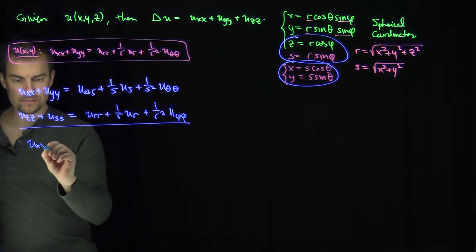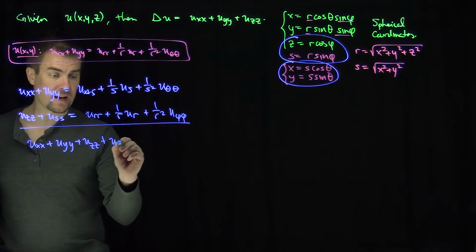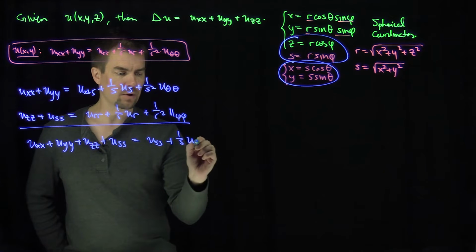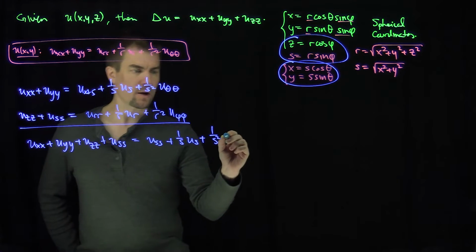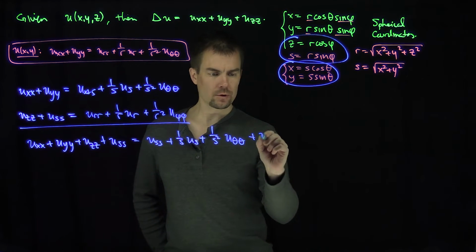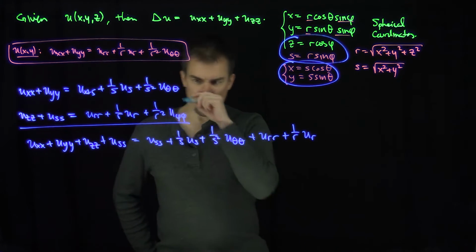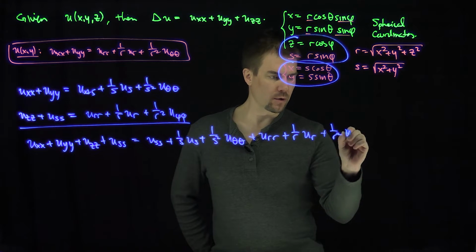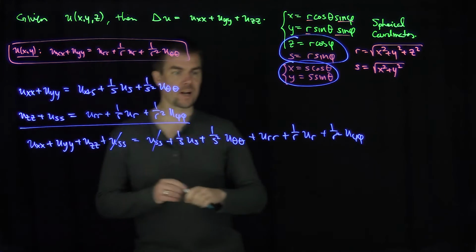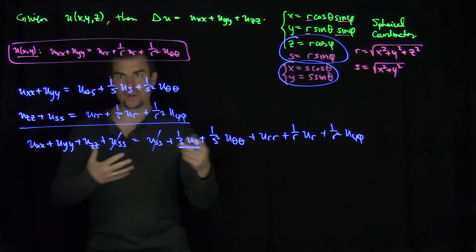We'll have uxx plus uyy plus uzz plus uss is equal to uss plus 1 over s us plus 1 over s squared u theta theta plus urr plus 1 over r ur, and then 1 over r squared u phi phi. Beautiful. Now notice there's a uss on both sides of the equation. Those are going to cancel out. And now I'm only left with one other term that is a us term. So I need to turn the us term into the other variables.